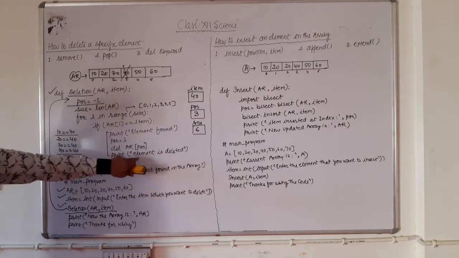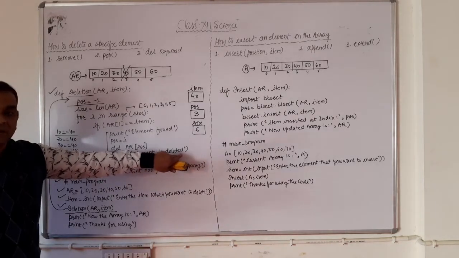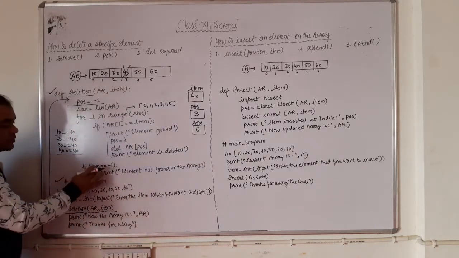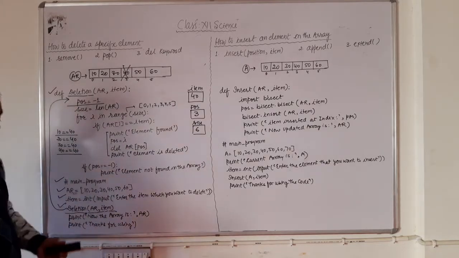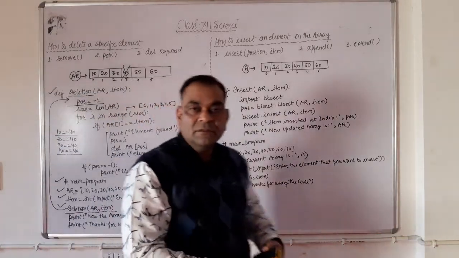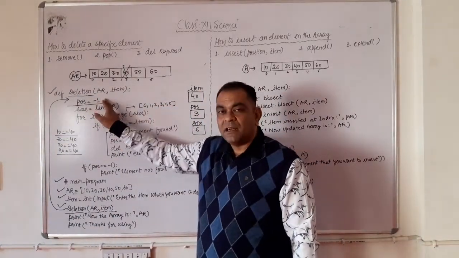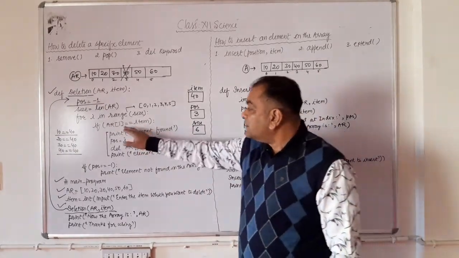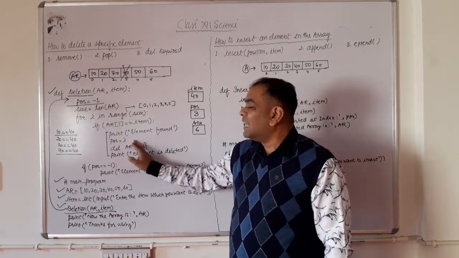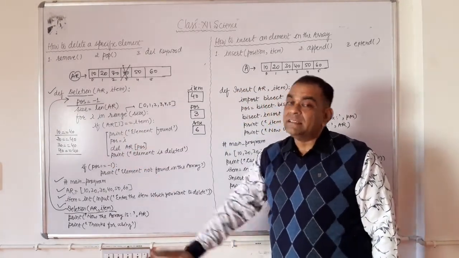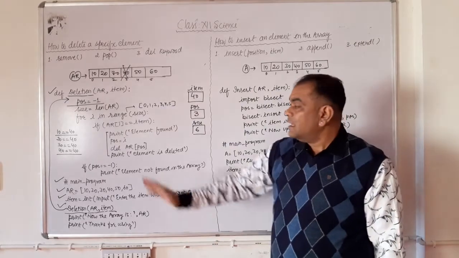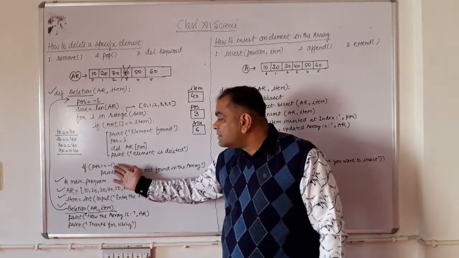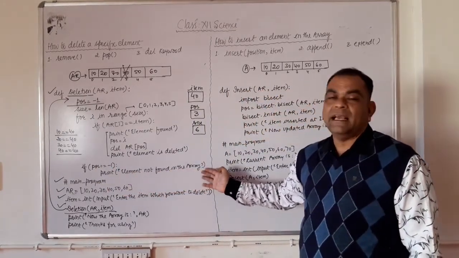Done? Then print element is deleted. The message is there on the monitor. Element is deleted. Right? Now, if position equal to -1, when will position be equal to -1? At the start, position is -1. If your computer finds the specific element inside the array, then only the position is going to change. Otherwise, if the element is not there in the array, then the position remains the same. It is -1. And if position remains the same, print element not found in the array.